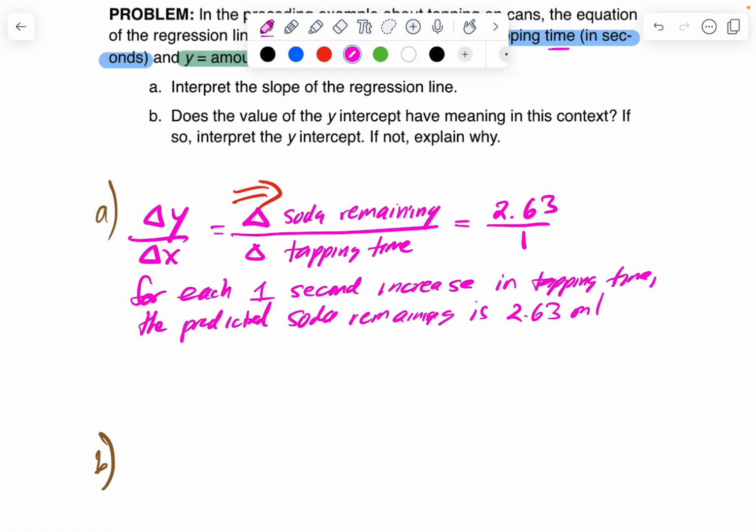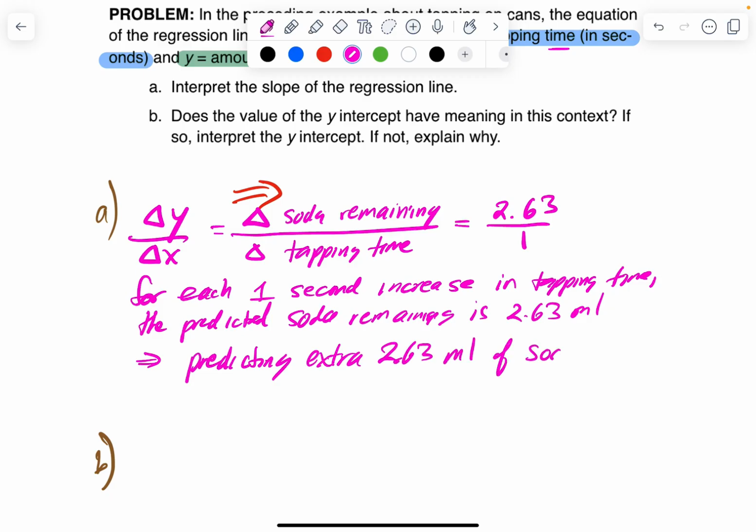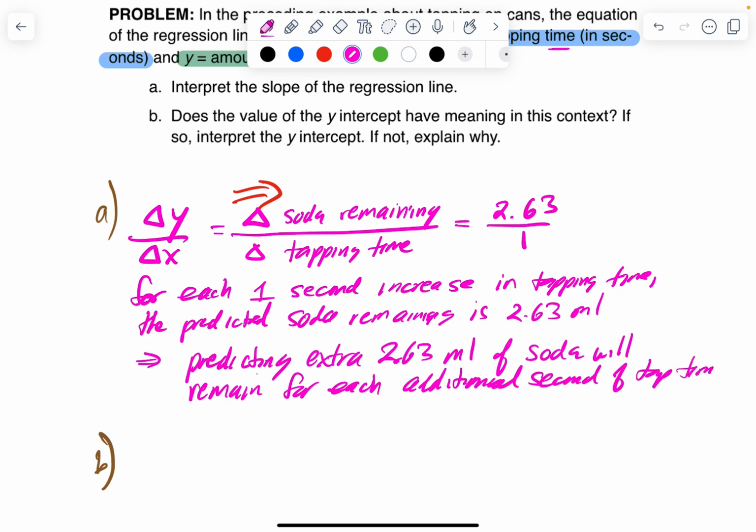Now, there's another way you could say this, and that is you could say that we are predicting an extra 2.63 milliliters of soda will remain for each additional second of tap time.